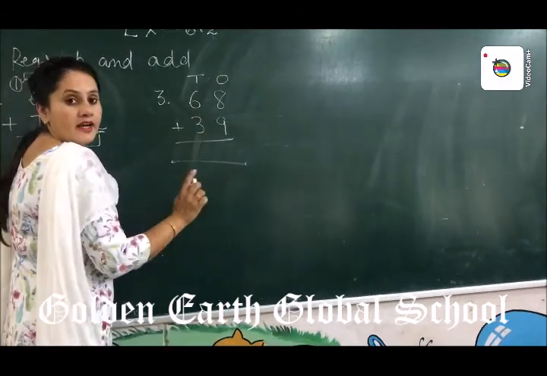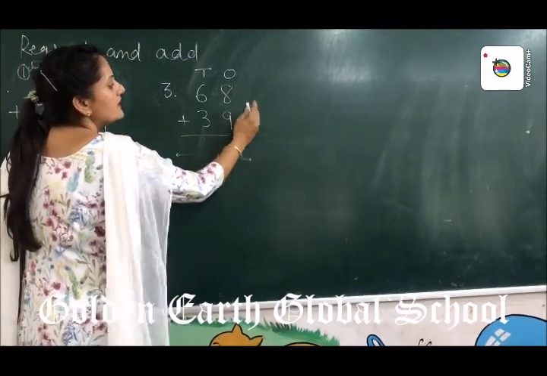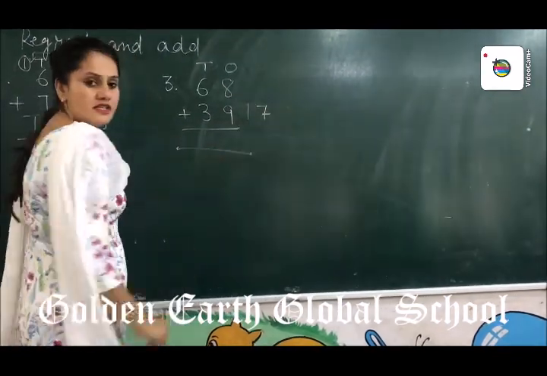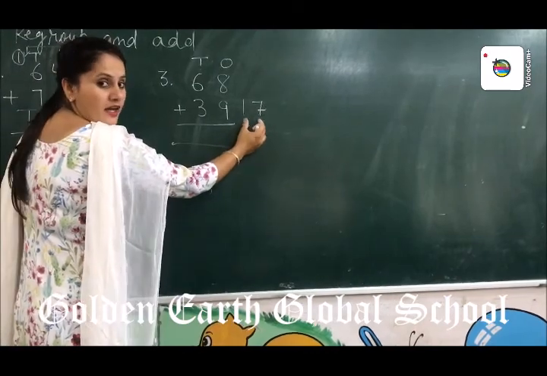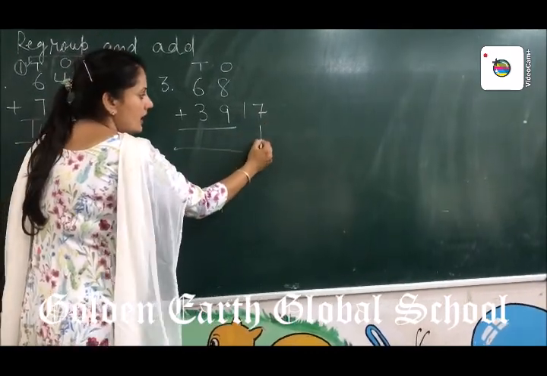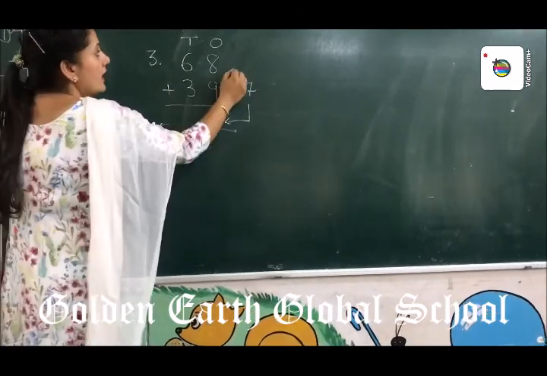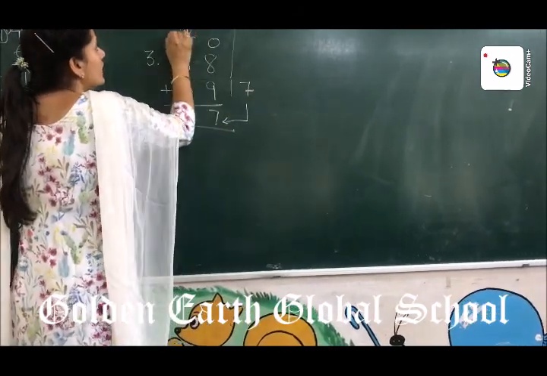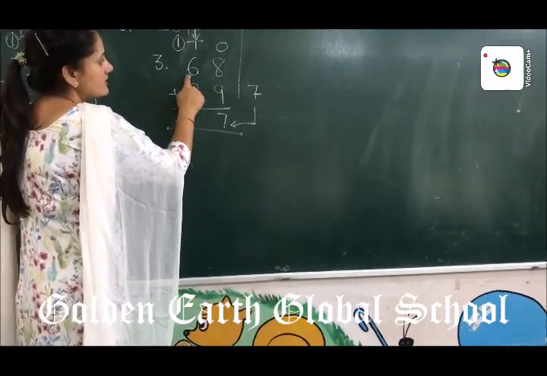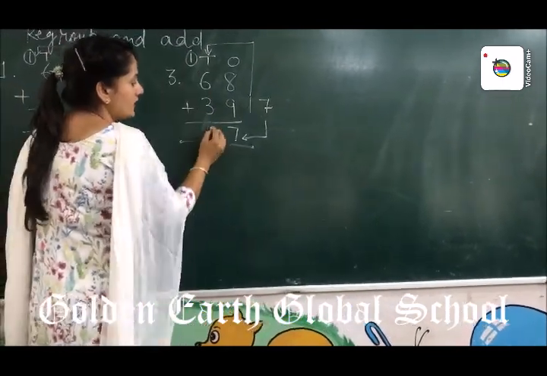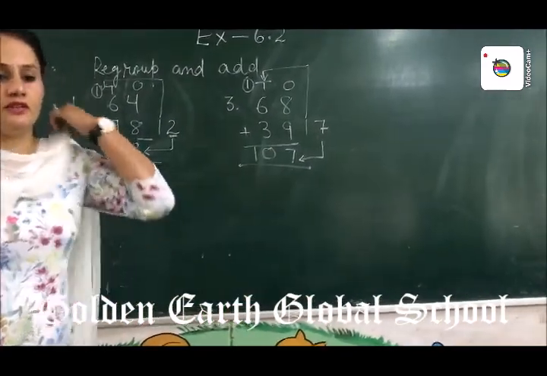68 plus 39. This one is ones column, this one is tens column. 9 plus 8 is 17. 17 is our 2-digit number, so we will take a carry to the next column, and this 7 we will write under this ones column. Okay, and this one will be carried to the tens column. 6 plus 3 is 9. 9 plus 1 is 10. So our answer is 107.